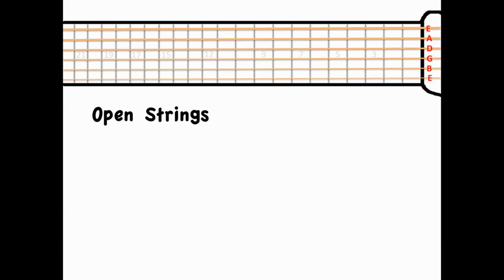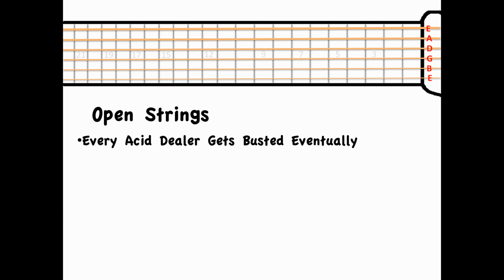Also, you could use a little trick where you say a phrase and the first letter of every word in the phrase is one of the strings. So here's one that I learned many years ago. It goes like this. Every acid dealer gets busted eventually. And of course, the first letter in each of those words is E, A, D, G, B, E.